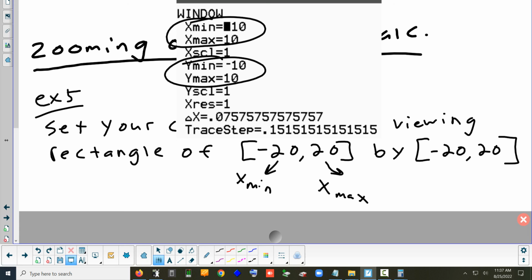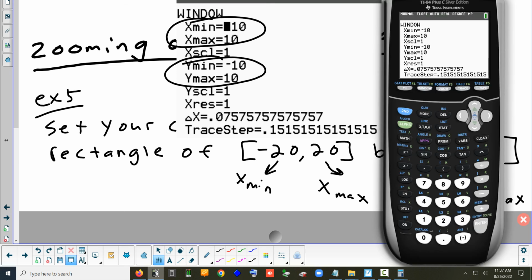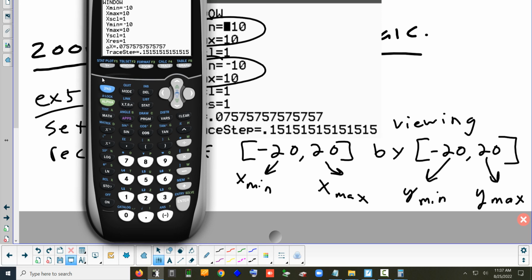So, the min has to be smaller than the max. If you try typing it in the wrong way, you'll get an error on the calculator. This is the y minimum, so it's the lowest the y's will go. That's the y maximum. So we're going to type those 4 numbers in these 4 spots.